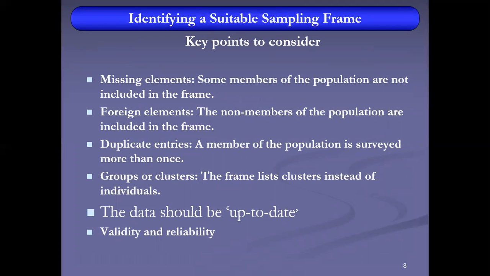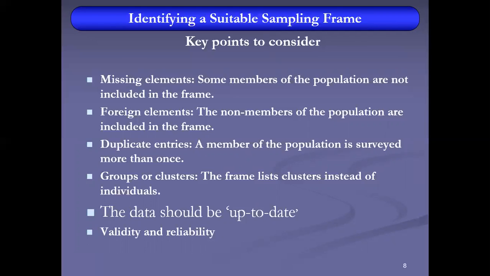Missing elements: some members of the population are not included in the frame. So we should not miss elements. If we miss elements, there might be a chance that our sample is not representative. Foreign elements: non-members of the population are included. So maybe by mistake, non-members are included in the population.